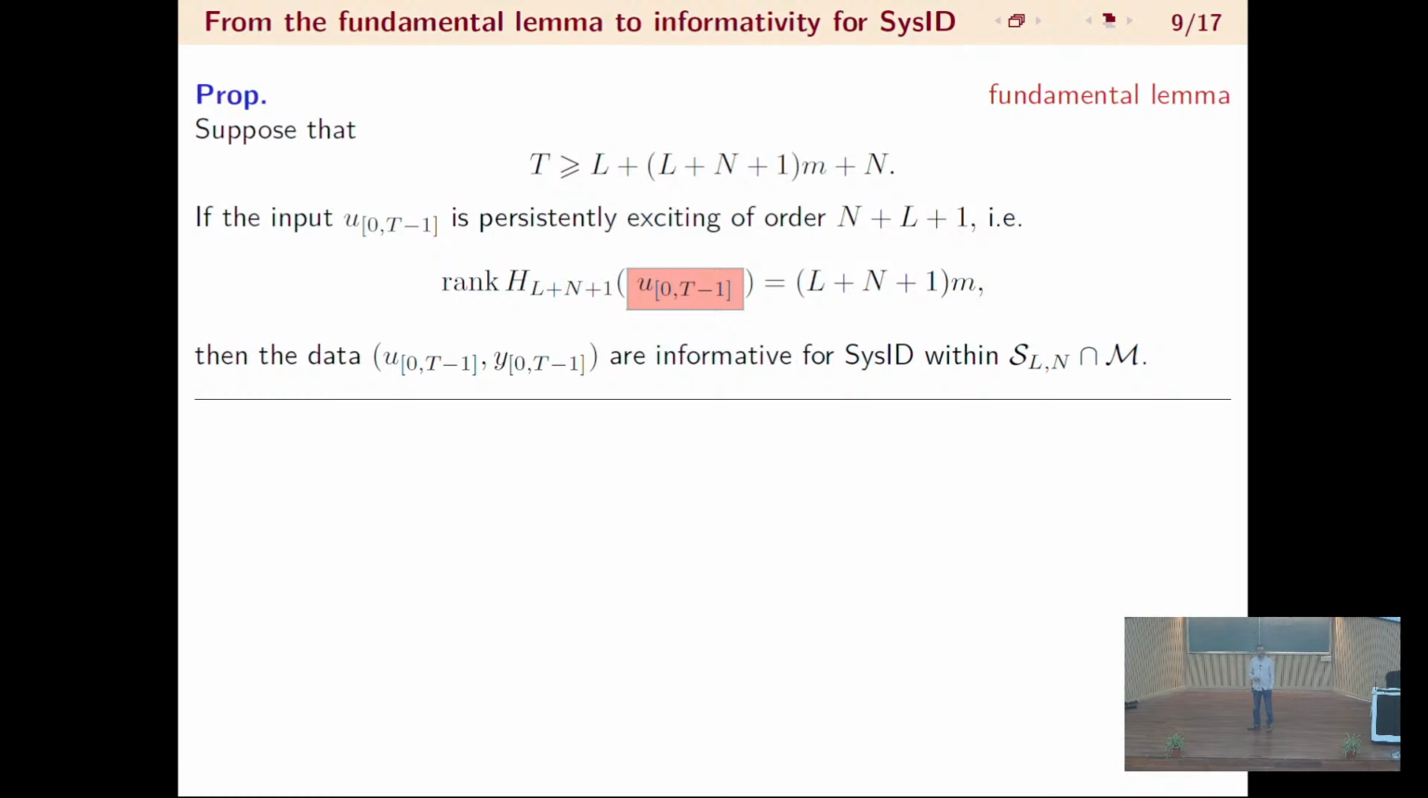Now, let's look at the fundamental lemma and what it says in the language we developed, in the vocabulary we developed so far. It says that if the number of samples is at least this number, given by the upper bounds L and N and the number of inputs, and on top of it, the input is persistently exciting of order NL plus 1, which means that this Hankel matrix has full row rank, then the data are informative for system identification within the class we are interested in. This is what it says. So it is a sufficient condition for system identification.